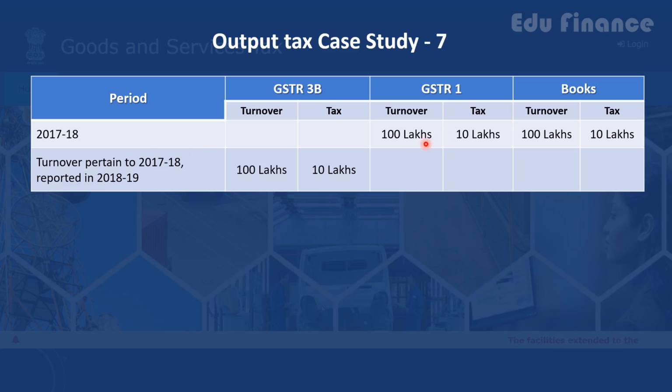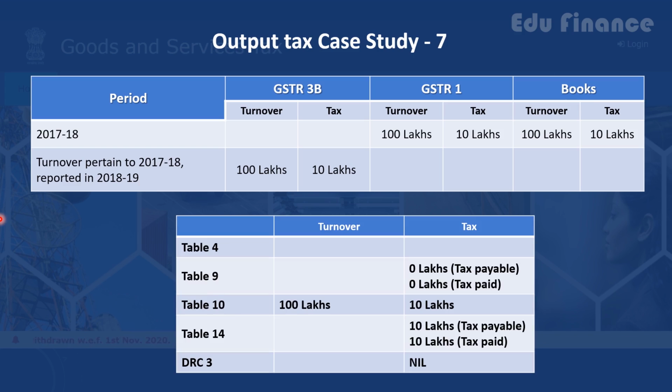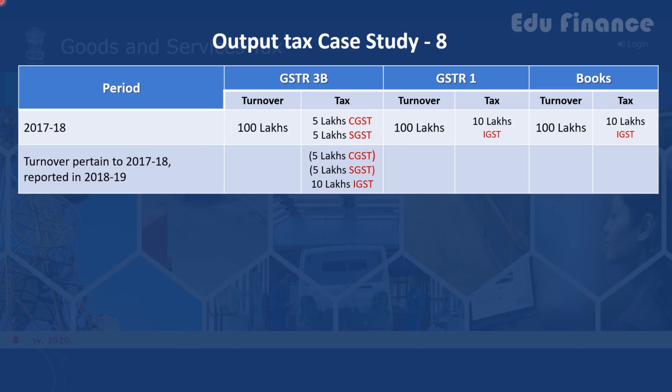Then case study number 7, where GSTR 1 and books of account show turnover of rupees 100 lakh and output tax of rupees 10 lakh. But in form GSTR 3B, such turnover is reported in financial year 18-19. In such a case, nothing shall be reported in Table 4. Turnover of rupees 100 lakh and output tax of rupees 10 lakhs shall be reported in Table 10 as amendment. And enter details of such differential tax paid or payable in Table 9 and Table 14.